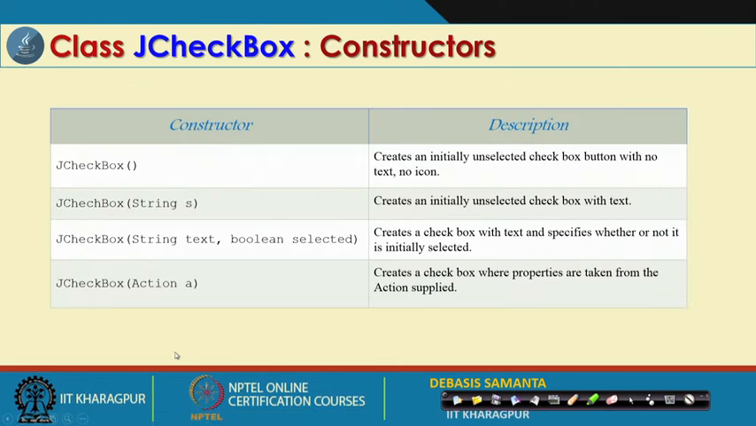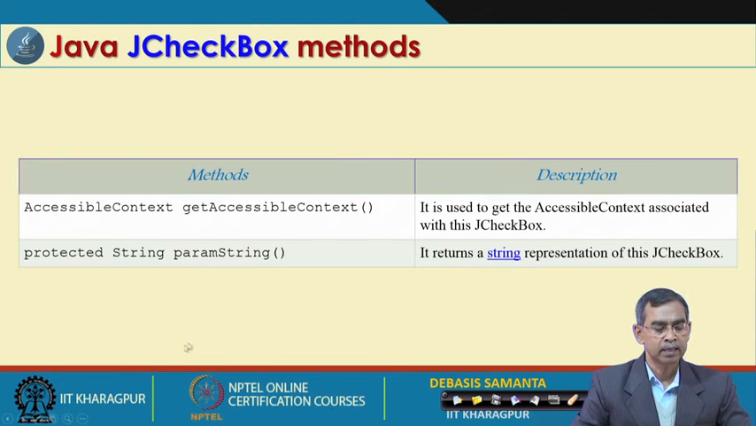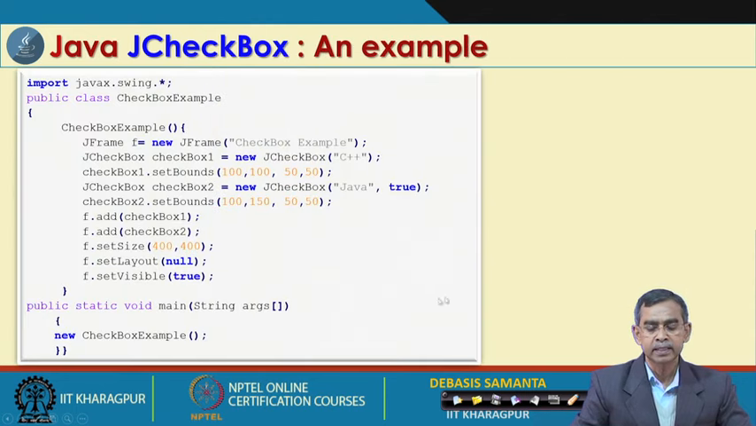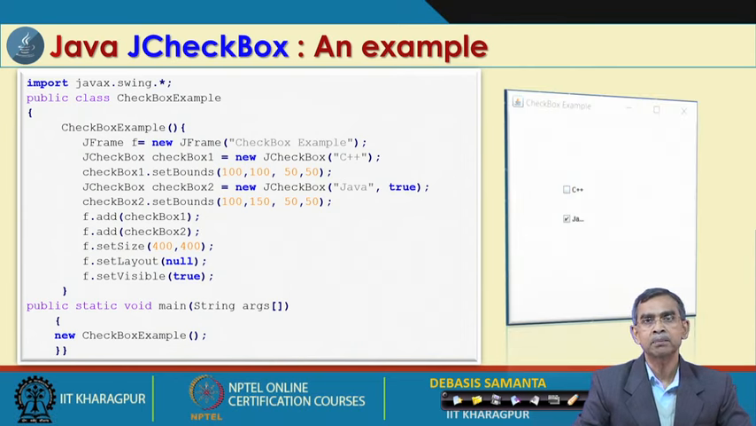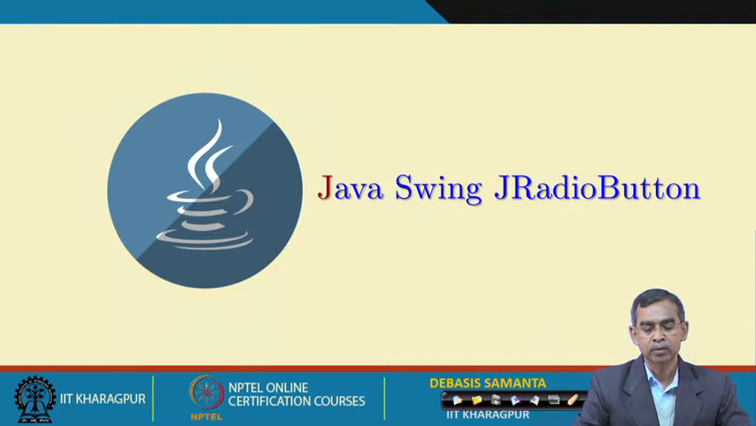And it has 4 constructors and 2 methods only, and this is a simple example of how the JCheckBox can be done using a single or multiple click. C++ and Java are the 2 checkbox choices included in the checkbox, and it looks like that.